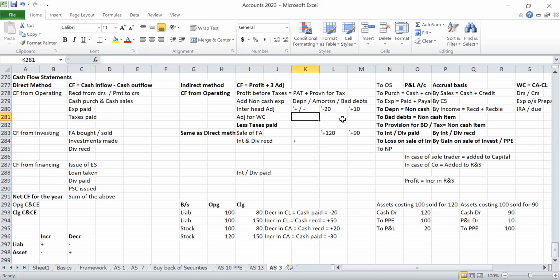Working capital adjustment means what? Increase in current assets, decrease in current assets, or increase in current liability, decrease in current liability. Appropriately plus or minus you have to do. So finally, if you deduct the taxes paid, you will get cash flow from operating activity. That's it. One sum we will discuss. You will know the crux.